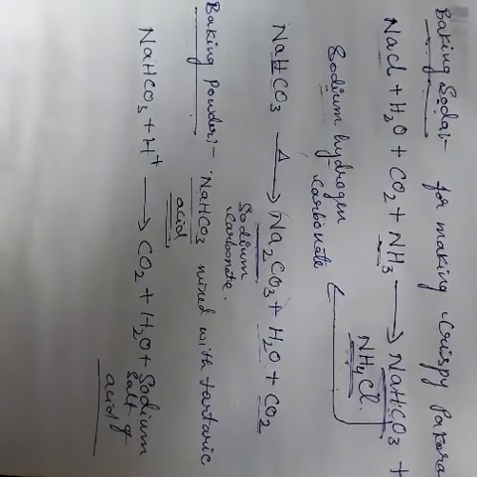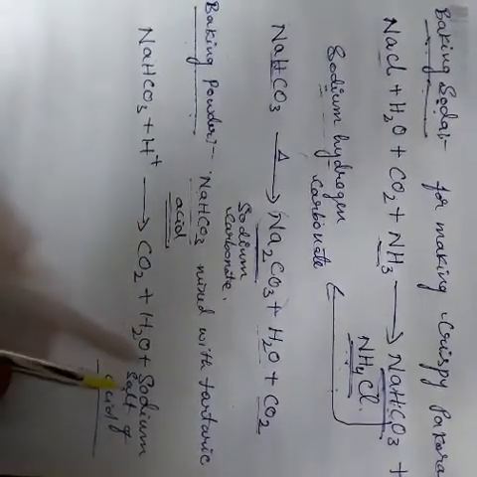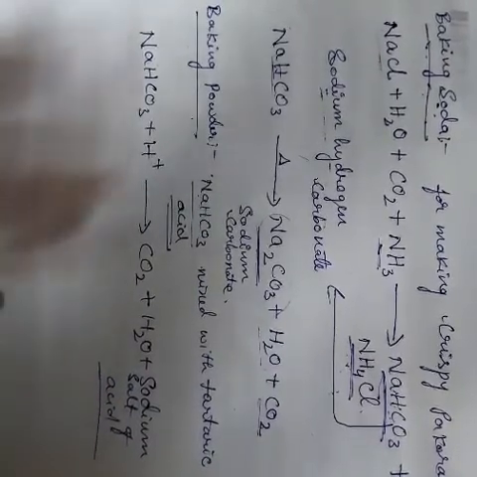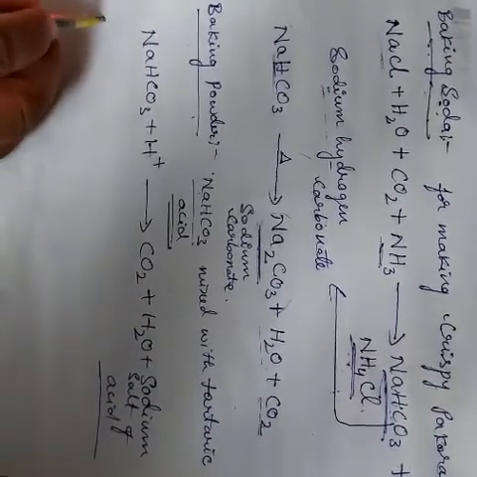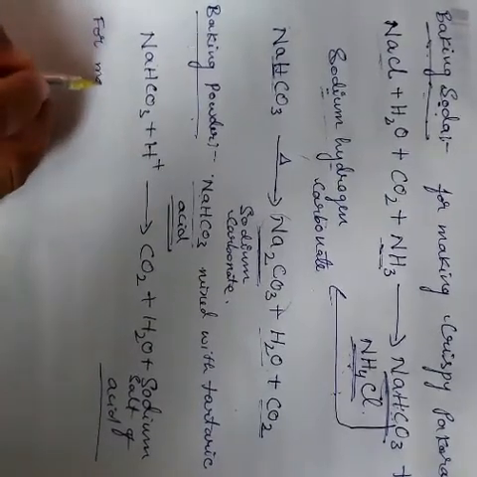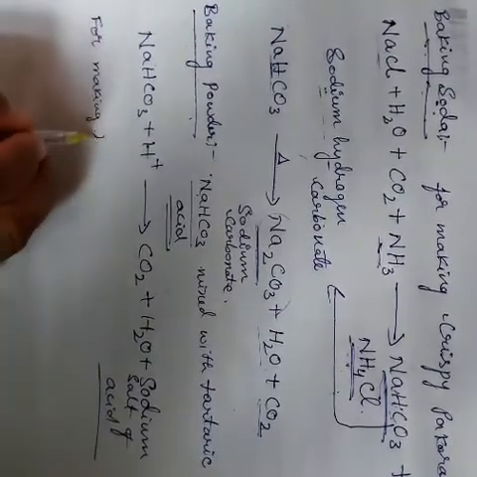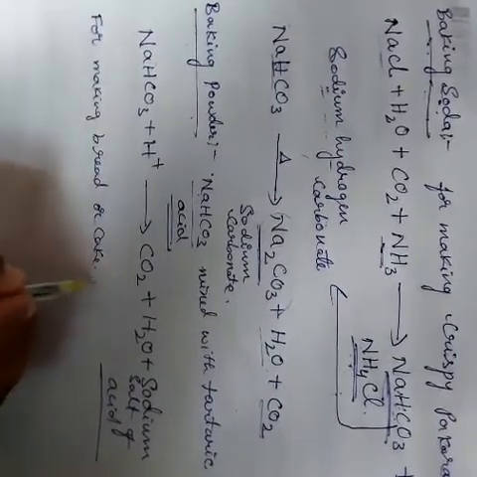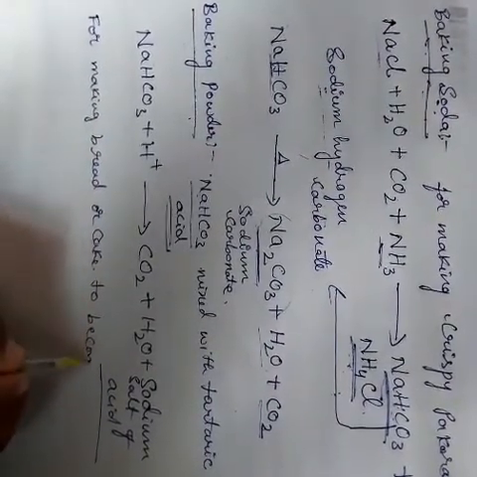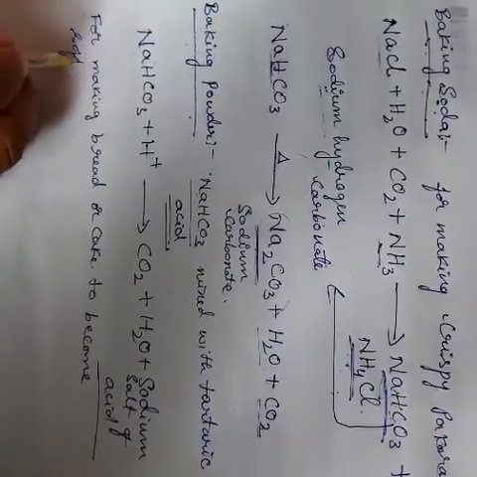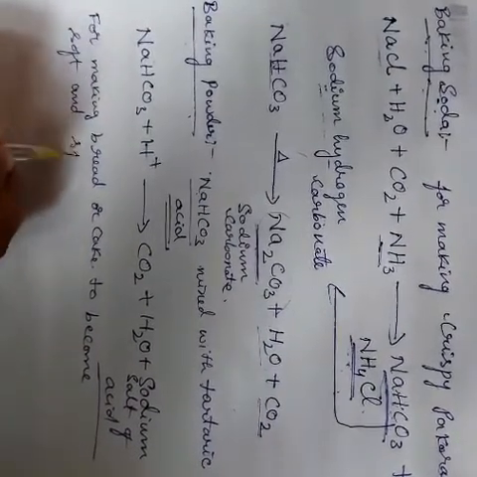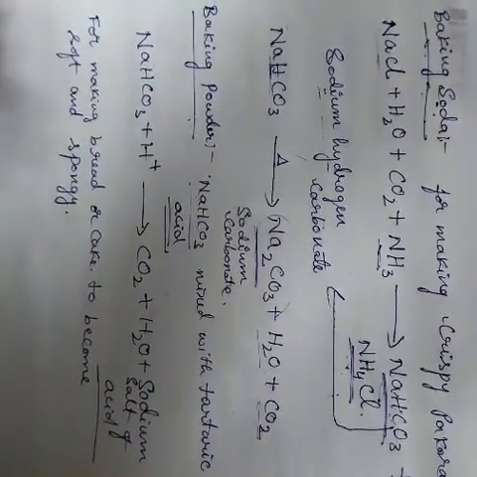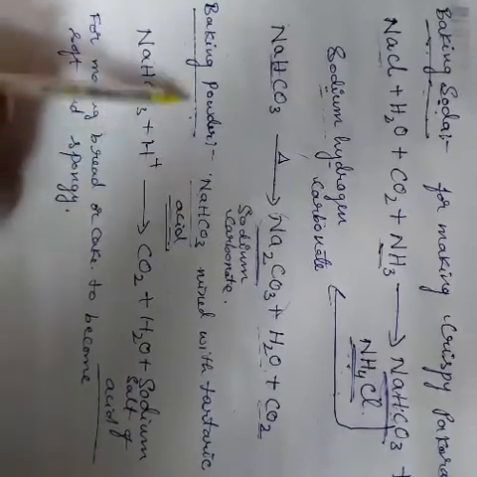Where do we use baking powder? For making bread and cake to become soft and spongy. Okay, this is the use of baking powder.